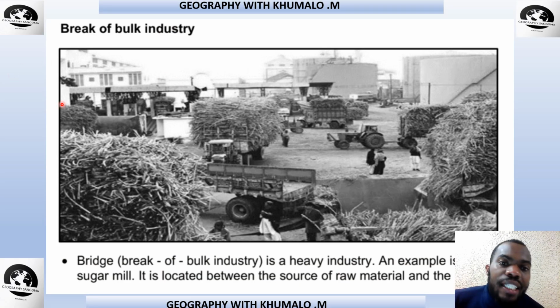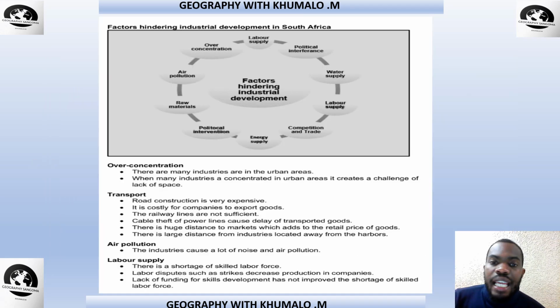The break of bulk, grade 12, as I've said, is also known as the bridge industry. Now, the bridge industry is a heavy industry, and an example of it is a sugar mill. It is located between the source of raw material and the market. So if an industry is located between the source of raw material and the market, then it is a break of bulk.